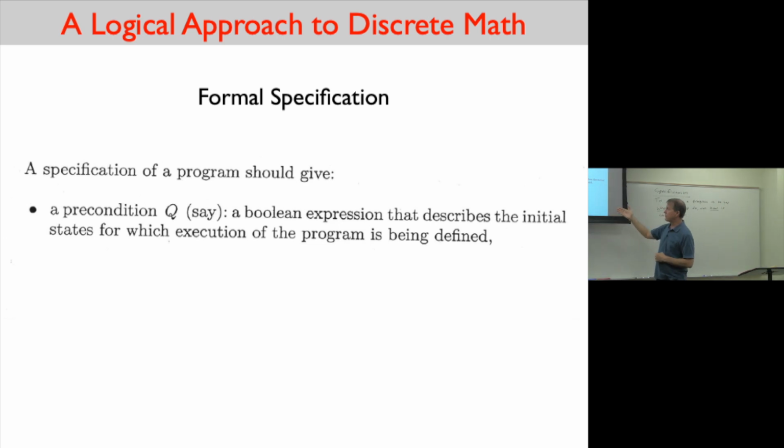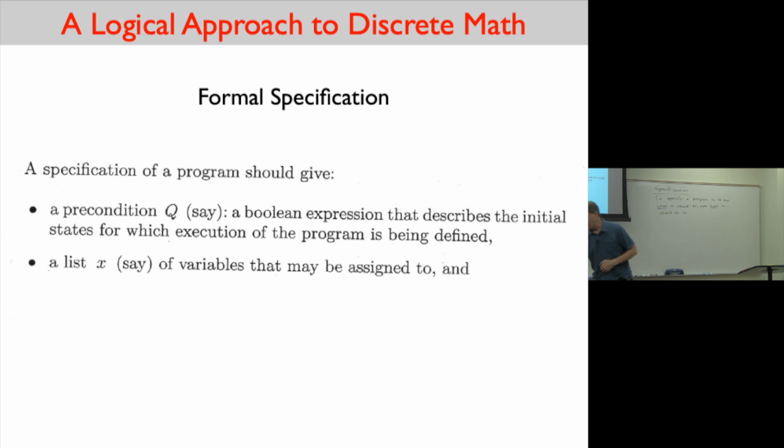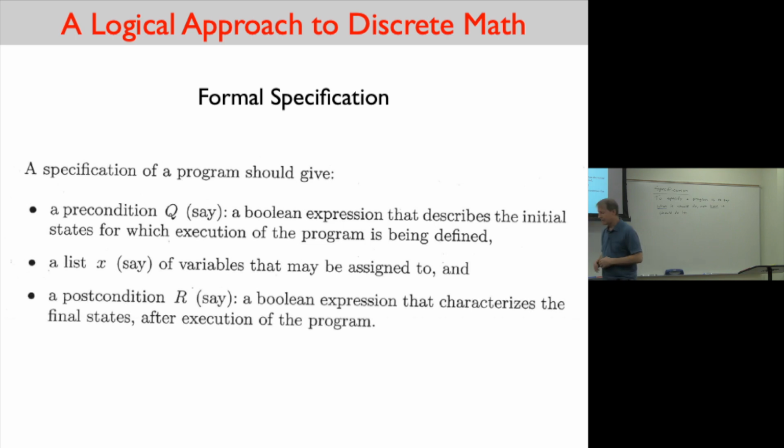So a specification gives a precondition, Q. That's a Boolean expression that describes the initial states for which the execution of the program is defined. And then the middle one is the one that's left out. Instead of writing down the statements, we write down a list of variables that we expect the program to change. And they are changed in such a way that the postcondition is guaranteed to be true. So here is what a formal specification looks like.